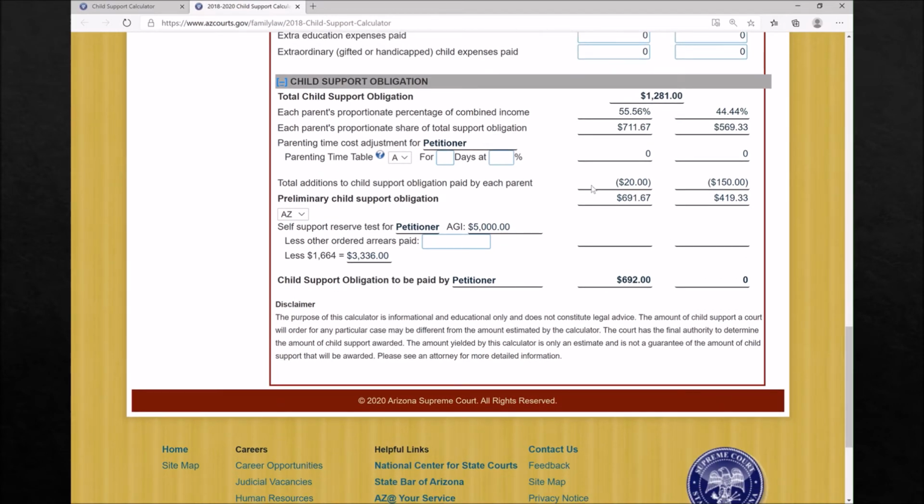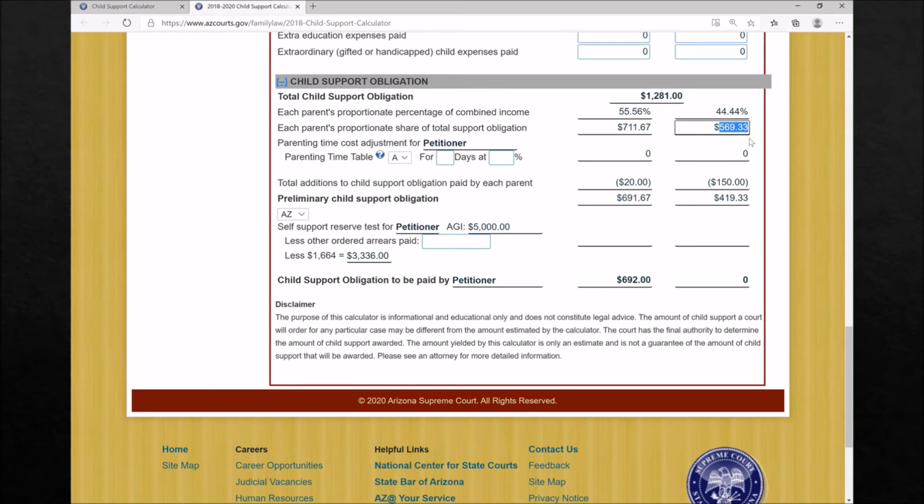And based on this, what it does is gives each parent credit for what they've already paid. So the father's obligation is $711.67. That includes the additional $20 for insurance and $200 for childcare. This is the father's obligation. Now, since the father, out of his obligation, is directly paying $20 to the insurance, he gets a credit for that. So his obligation reduces by 20, comes down to be 691.67.